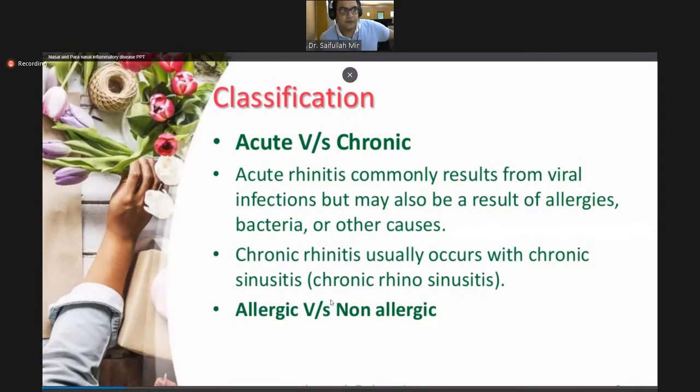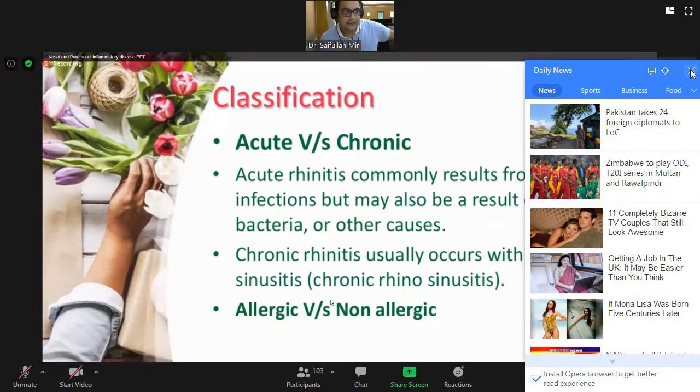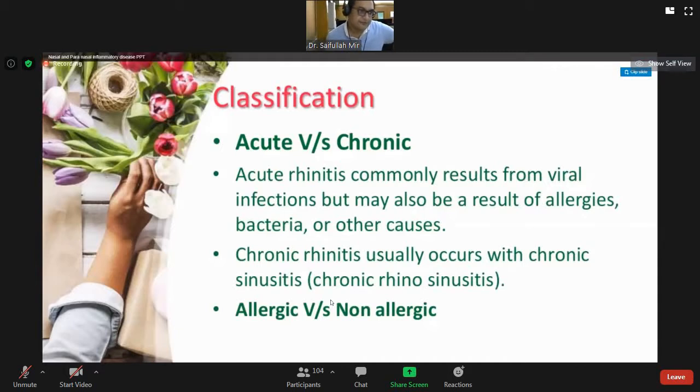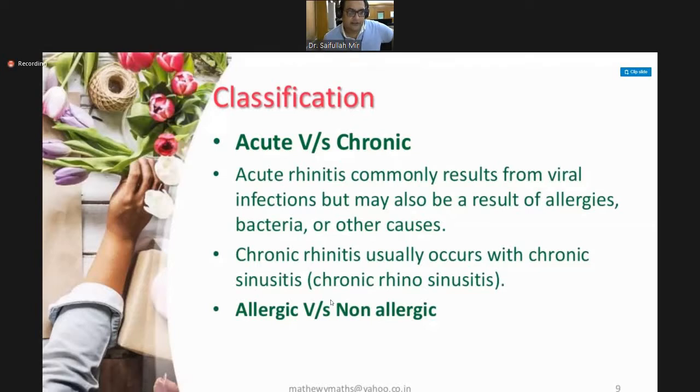So rhinitis is classified as acute or chronic. Acute rhinitis occurs from a viral infection, such as allergies, bacteria, or other causes, and also COVID, right? So it's very common these days. Chronic rhinitis usually occurs with chronic sinusitis. That is, that it needs to be longer than 12 weeks, right? That's the cutoff criteria. Also, there's a classification as allergic or non-allergic.